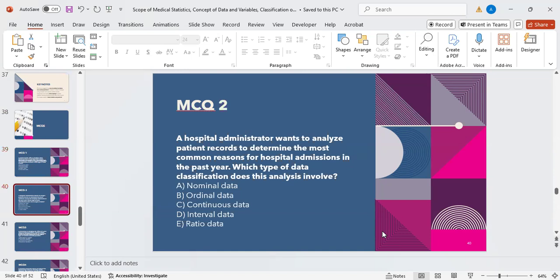MCQ number 2 is: a hospital administrator wants to analyze patient records to determine the most common reason for hospital admissions in the past year. Which type of data classification does this analysis involve? Option A, nominal data. Option B, ordinal data. Option C, continuous data. Option D, interval data. Option E, ratio data. Ratio data? No, option A, nominal data.